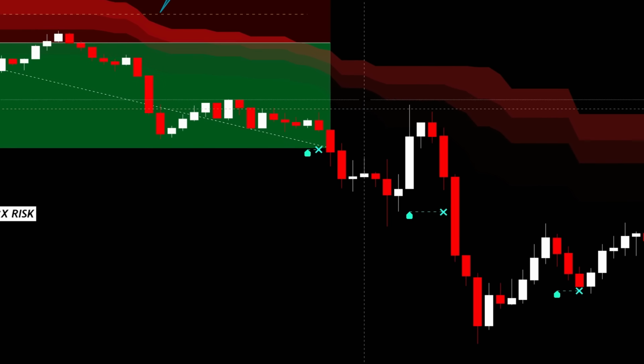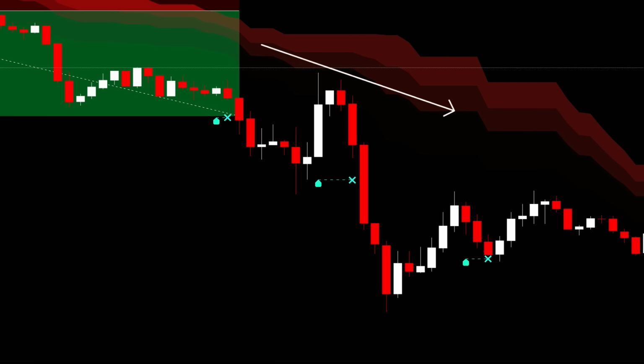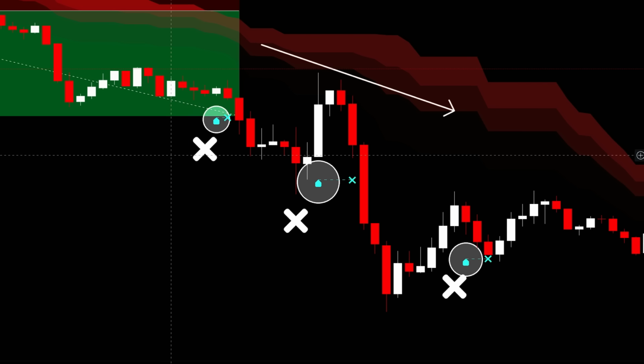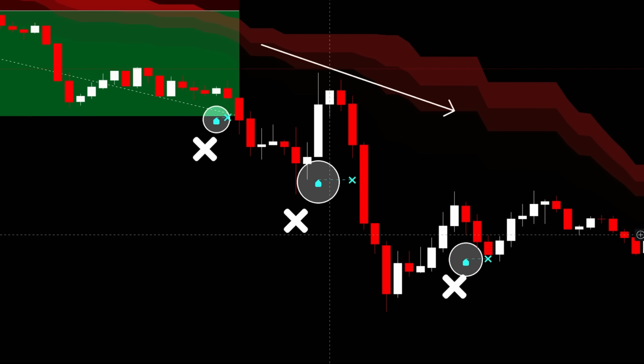As price continues, you'll notice buy signals appearing while the trend is still down. Every single one is skipped. This is not hesitation. This is discipline. Counter trend trades may win occasionally, but over time they destroy consistency.